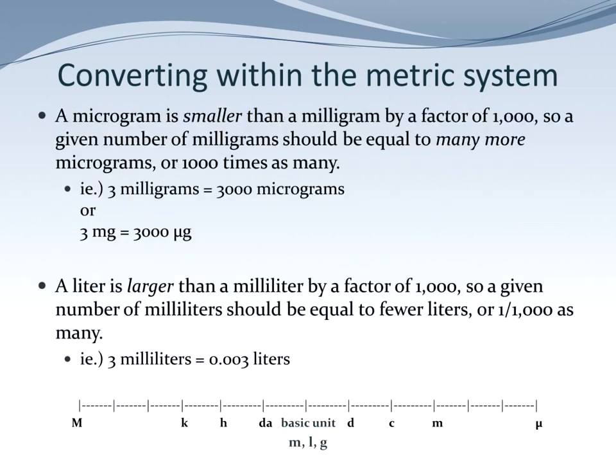Here are 2 examples. To convert from milli to micro, multiply by 1,000. This is the same as moving the decimal 3 places to the right. Thus, 3 milligrams equals 3,000 micrograms. To convert milli to the basic unit, divide by 1,000. This is the same as moving the decimal 3 places to the left. Thus, 3 milliliters equals 0.003 liters, or 3 thousandths of a liter.